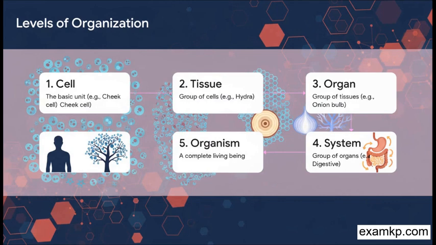Then, different tissues come together to form an organ, like an onion bulb. Organs work together in a system, like our digestive system. And when you put all the systems together, poof! You get a whole organism. It's like building with Legos, from the smallest piece to the finished model. You have to know this order.